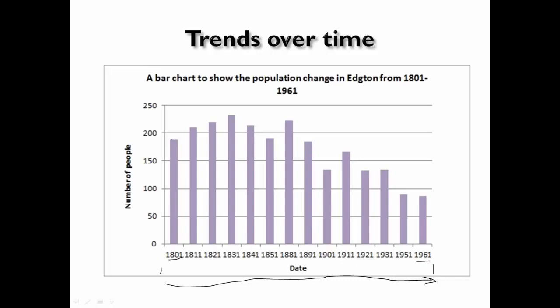Now, lots of people might say, oh, it went up, and then it went down, and then it went up, and then it went down, and then it went up, and then leveled, and then went down, and then leveled again. That's too much information for a general trend. What you're going to do is just from point A to point B, what was the general trend? It decreased. From 1801 to 1961, it decreased. That was the general trend over time.